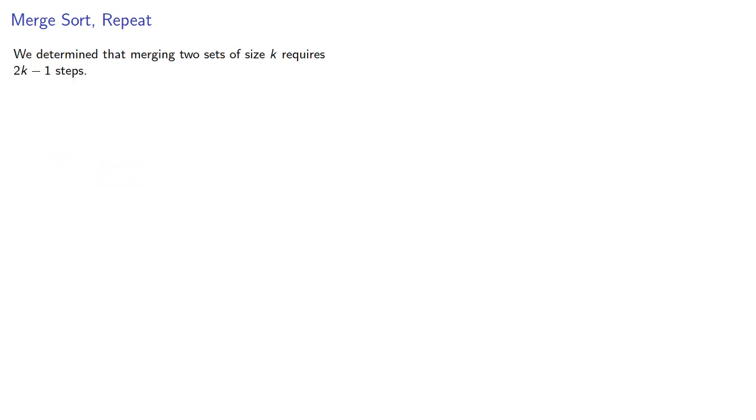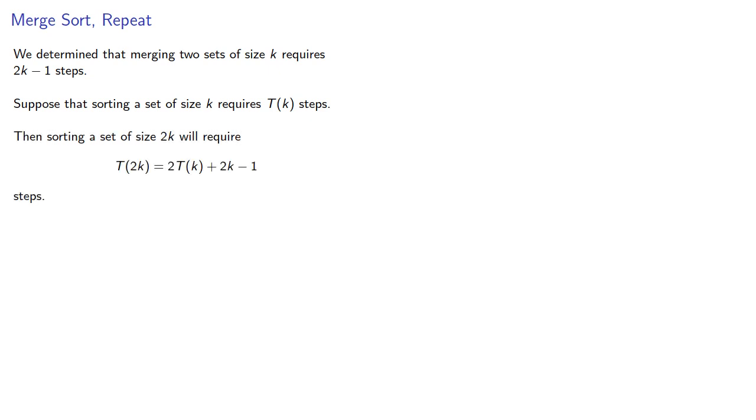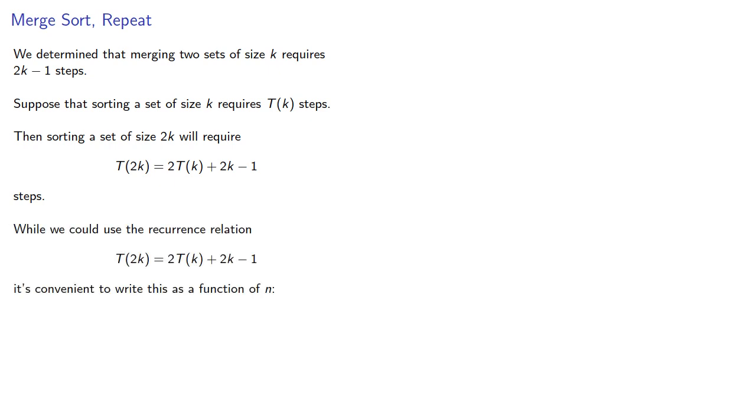We determined that merging two sets of size k required 2k minus 1 steps. So suppose that sorting a set of size k requires T(k) steps. Then sorting a set of size 2k will require T(2k) = 2T(k) + 2k - 1. While we could use the recurrence relation, it's convenient to write it as a function of n. So if n equals 2k, then k equals n halves, and our recurrence relation becomes T(n) = 2T(n/2) + n - 1.